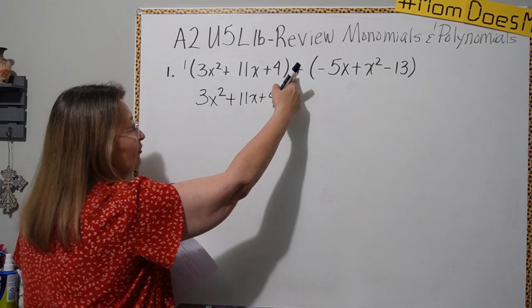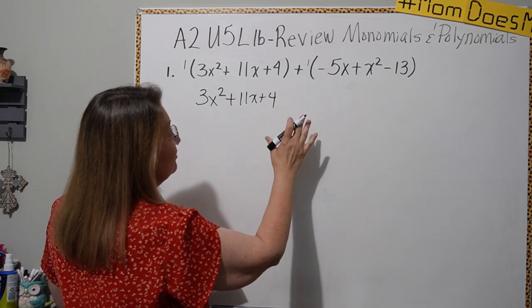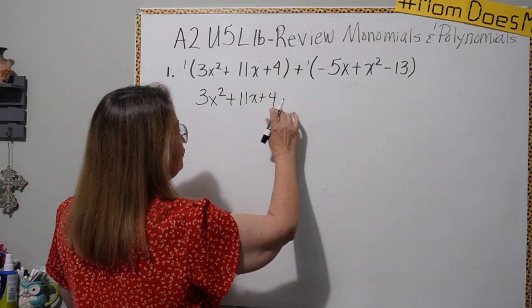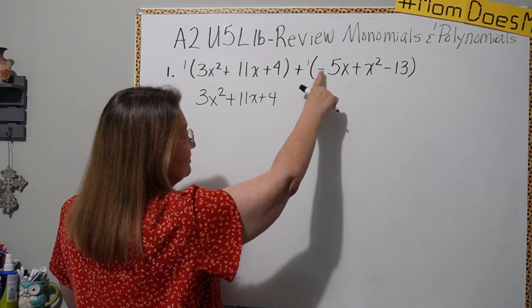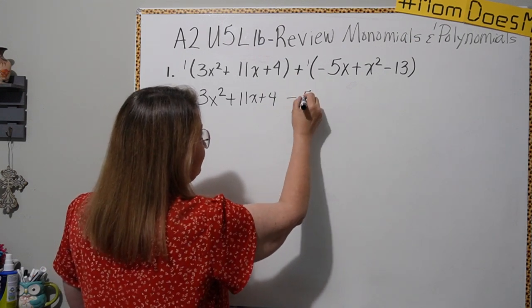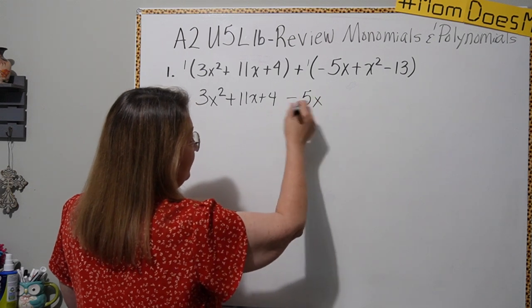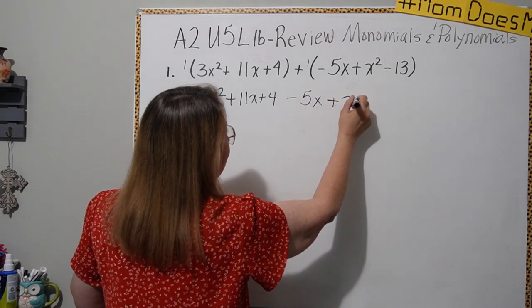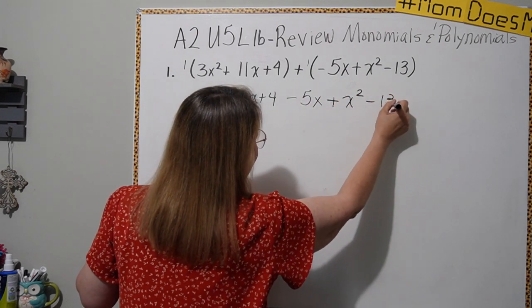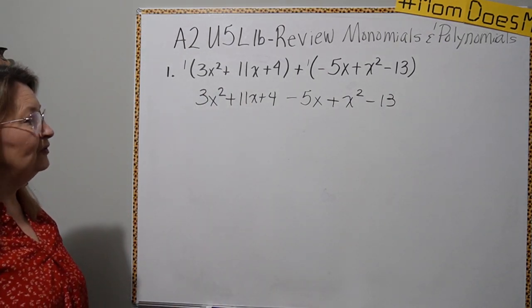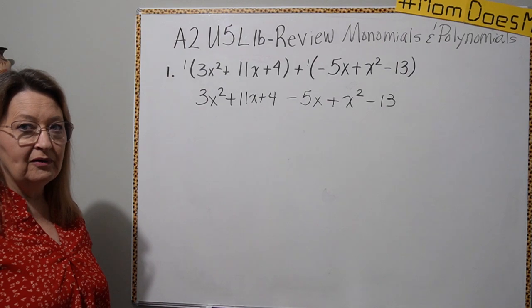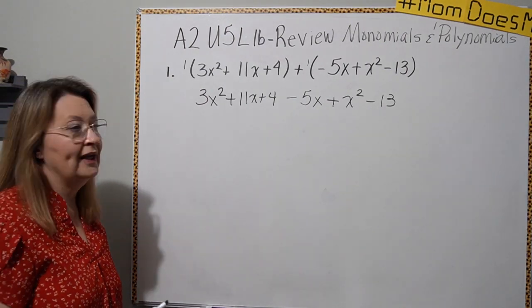Same thing here. I have a positive, even though you can't see the 1, it's there. When I distribute it, now when I have plus a negative, or positive times a minus, that's going to give me minus. So I'm just going to make that a straight minus. Everything else is going to stay exactly as it is. Now I'm ready to combine matching terms. I'm going to do this by order of exponents. That way it will be in standard form when I get through.